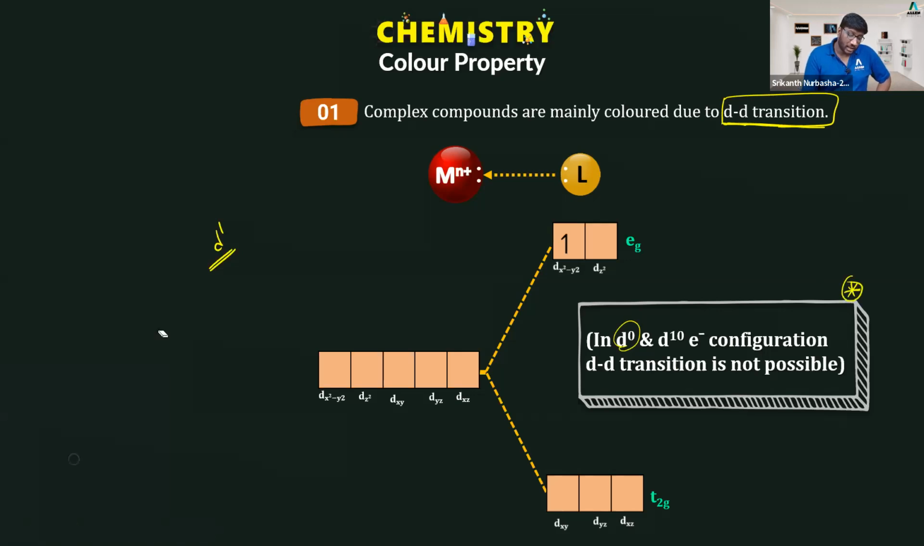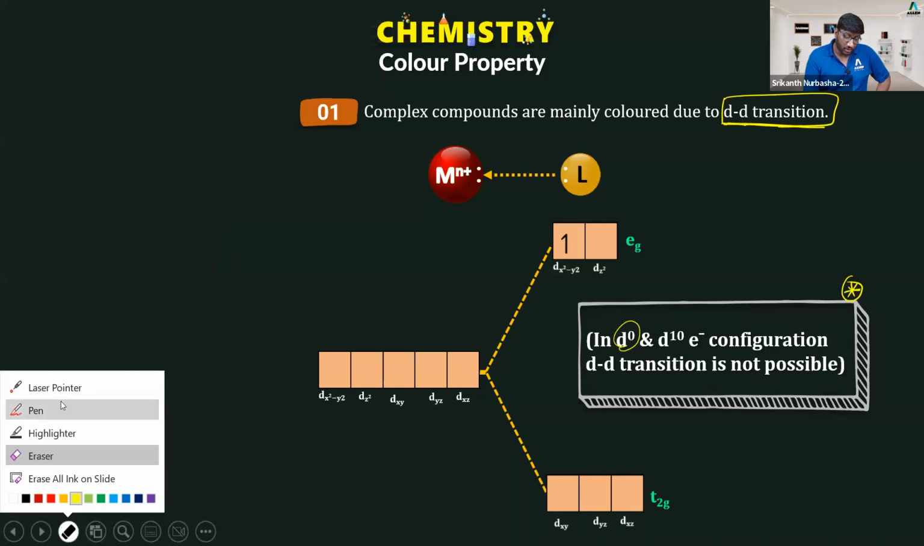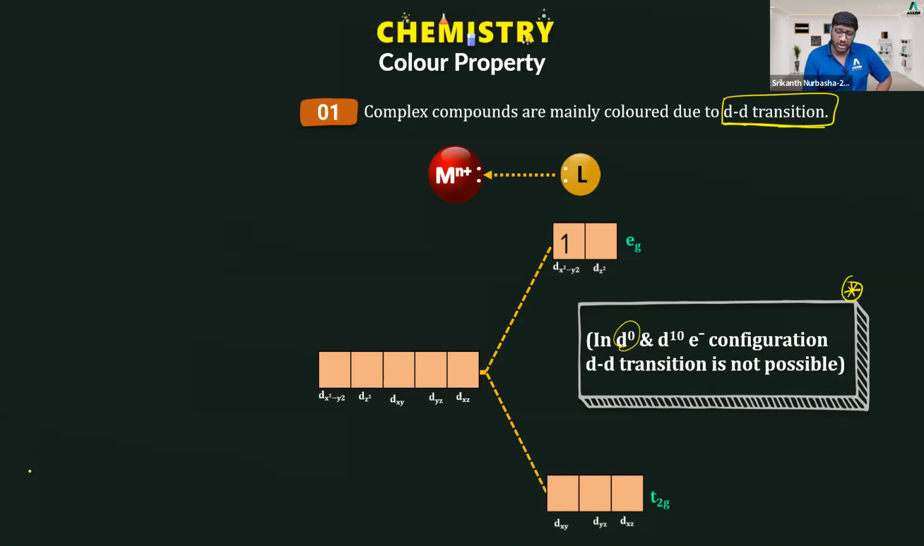As I told you in the d-block elements also, if you remember, when I was explaining color: whatever color you are seeing is not the color absorbed by the electron. That is not the color or wavelength absorbed by the electron to go to the higher energy level. What is the color you are seeing? The color you are seeing is the wavelength left out by the electron. Are you understanding this property or not?